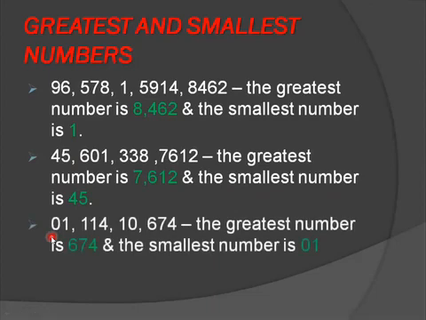Next, let us see one more example. 1, 114, 10, 674. Among all these numbers, which is the greatest number? We know that the greatest number is 674. The greatest number is 674, and the smallest number here is 01. It is 2 digits, but 01 is considered as 1 only. So the smallest number will be 1.